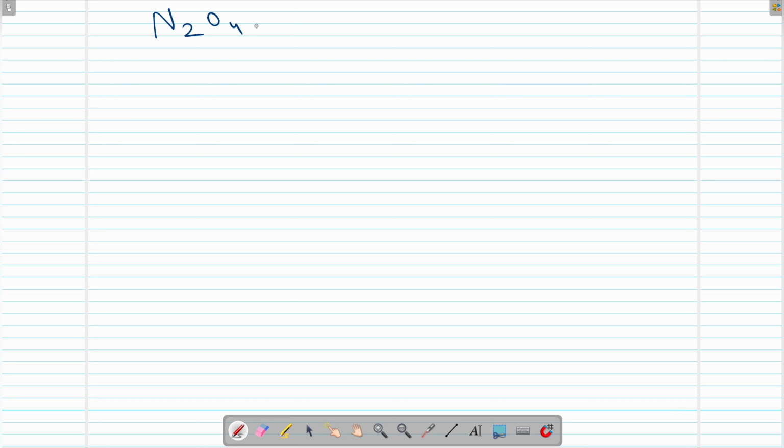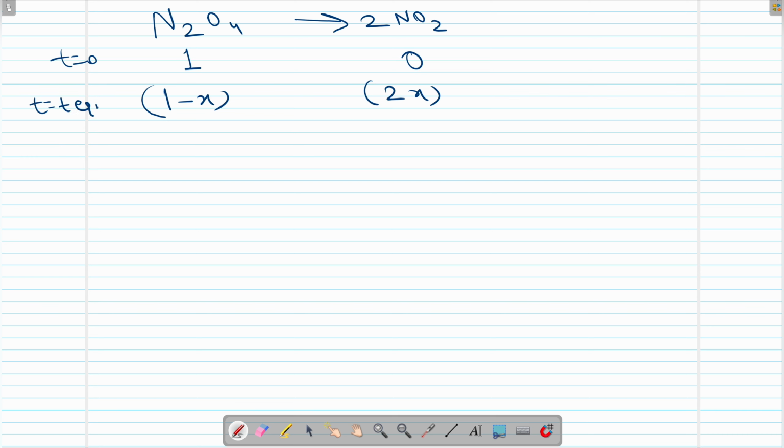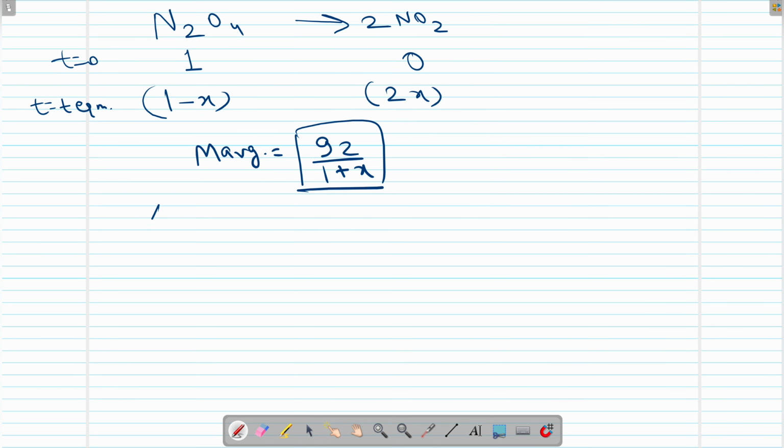Now we'll write that N2O4 dissociates into NO2. Here initially we had 1 mole of N2O4, 0 mole of NO2, and at equilibrium we have 1 minus X moles left for N2O4, whereas 2 times X moles of NO2 was formed. So here the M average formula was 92 divided by 1 plus X, where X is degree of dissociation.